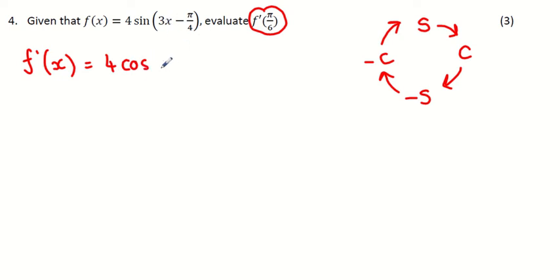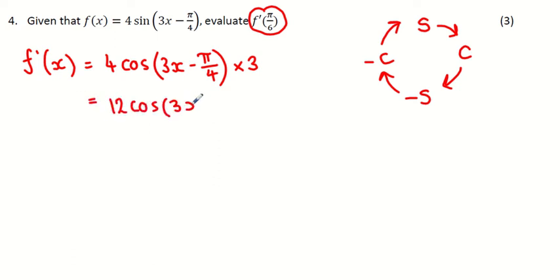Your brackets stay the same, always with the chain rule, but we also have to multiply by the derivative of the part inside the brackets. So the derivative of 3x minus pi over 4 is just 3, because pi over 4 would differentiate to 0 since that is just a constant. So we have to multiply by 3, the derivative of 3x. So that gives us 12 cos 3x minus pi over 4.